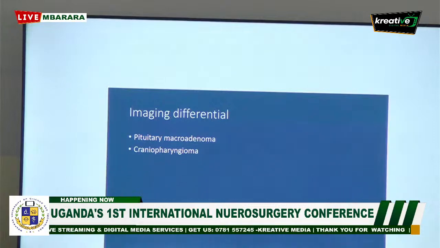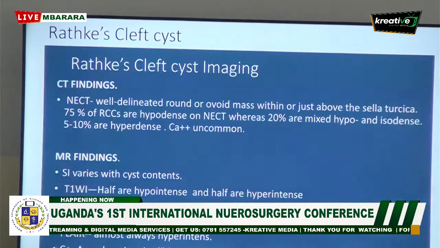Differentials, again, like we said: pituitary adenomas, craniopharyngiomas. Rathke's cleft cyst is the next most frequent. Basically, these are well delineated ovoid cystic masses, usually above the sella turcica. With imaging findings, we find that the most pathognomonic feature is the claw sign. Most of them, around 25 to 30%, are iso- to hypointense. They have intracystic nodules in around 40 to 75%.